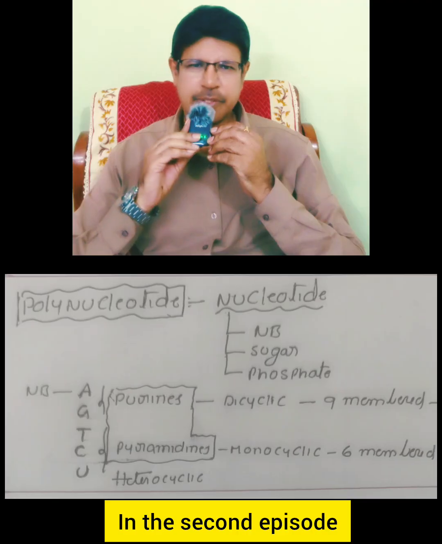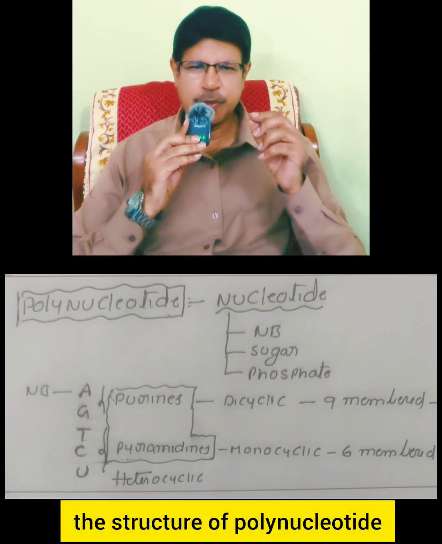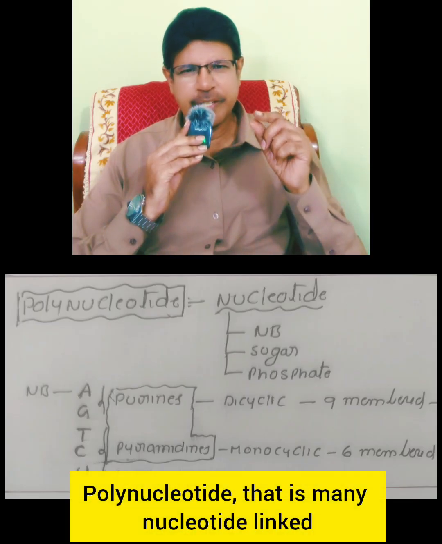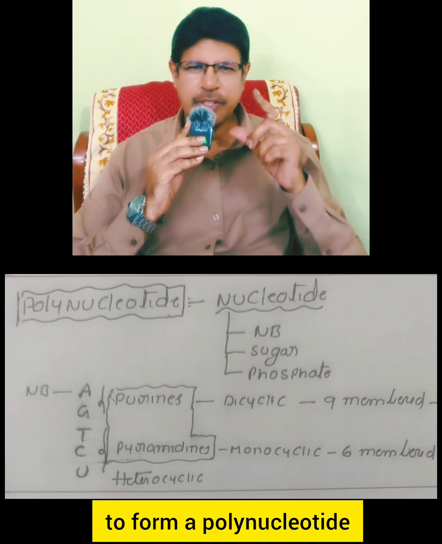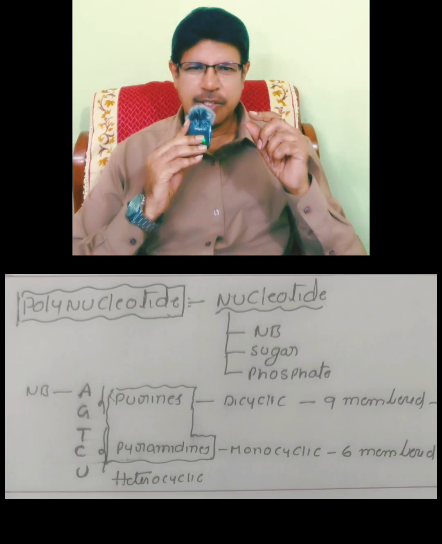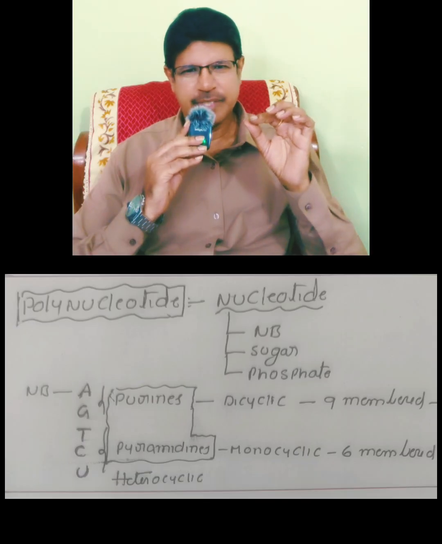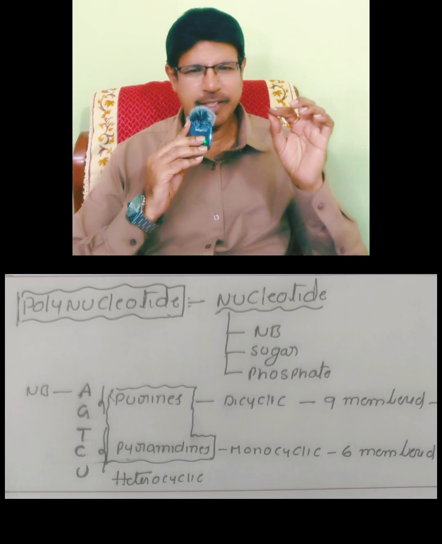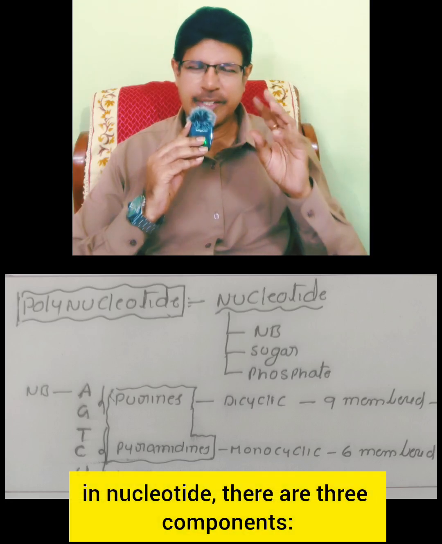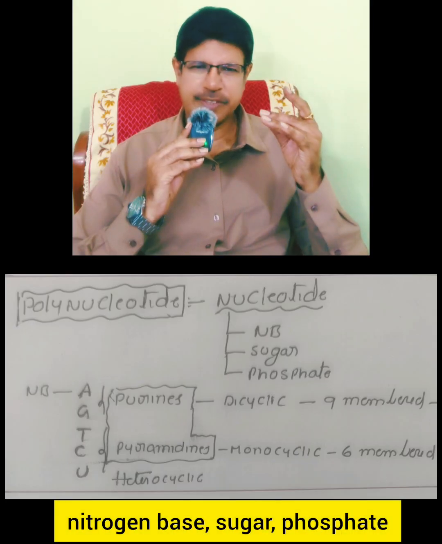In the second episode, the molecular basis of inheritance, the structure of polynucleotide. Polynucleotide, that is many nucleotides linked to form a polynucleotide, which is nothing but a polymer. So the building blocks of nucleic acids are nucleotides. In DNA, deoxynucleotide. In RNA, ribonucleotide. Next. In a nucleotide, there are three components: nitrogen base, sugar, phosphate.